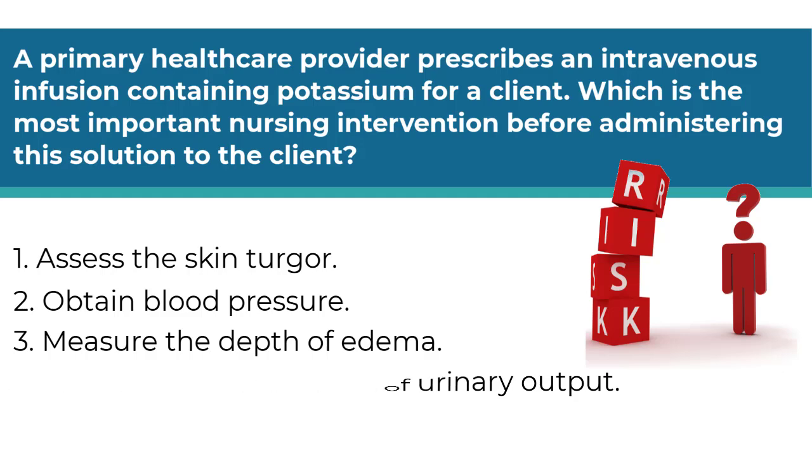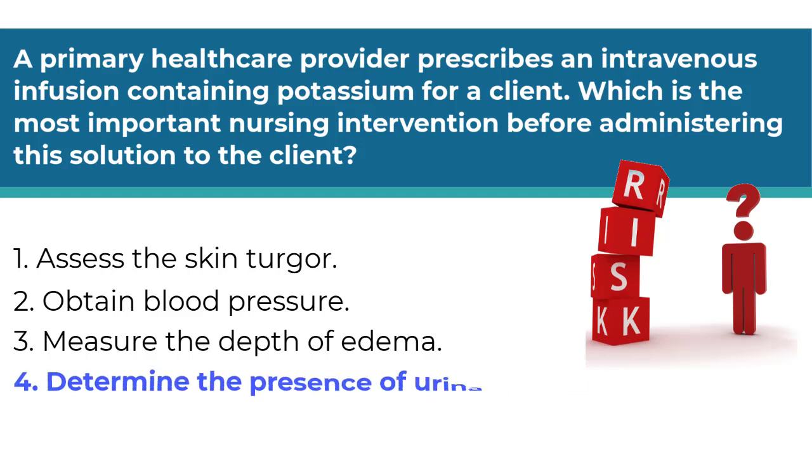The correct answer is number 4. When kidney function is impaired, potassium can accumulate in the body and exceed the therapeutic level of 5 milliequivalents per liter, which can cause cardiac dysrhythmias and arrest. The other answers are incorrect for the following reasons.